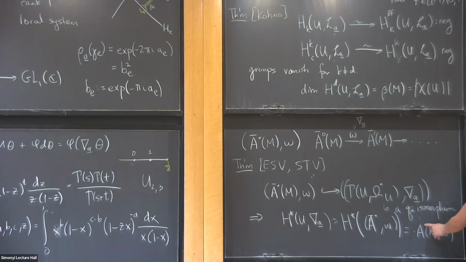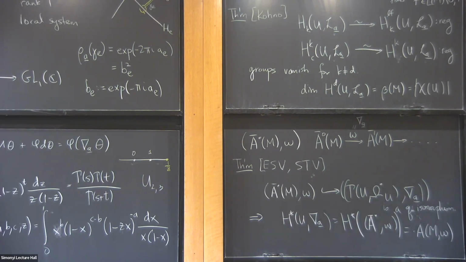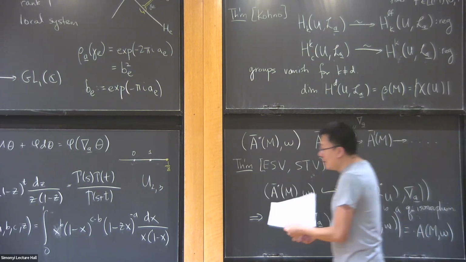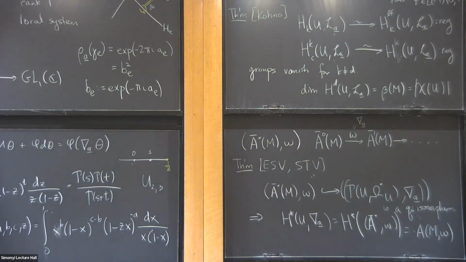I might stop writing the exponent, because they all vanish except for one group, so I don't have to write the exponent in this case. Okay. So I think I can now write down the main definition.